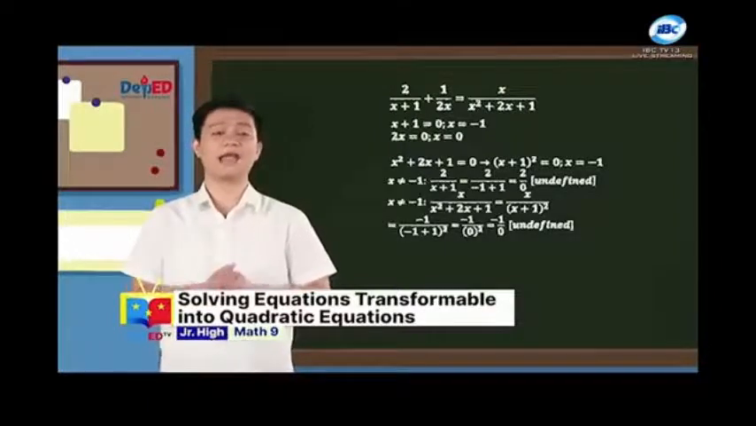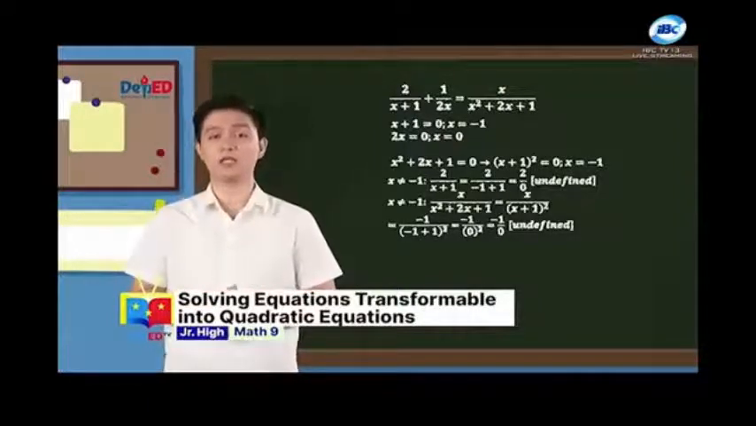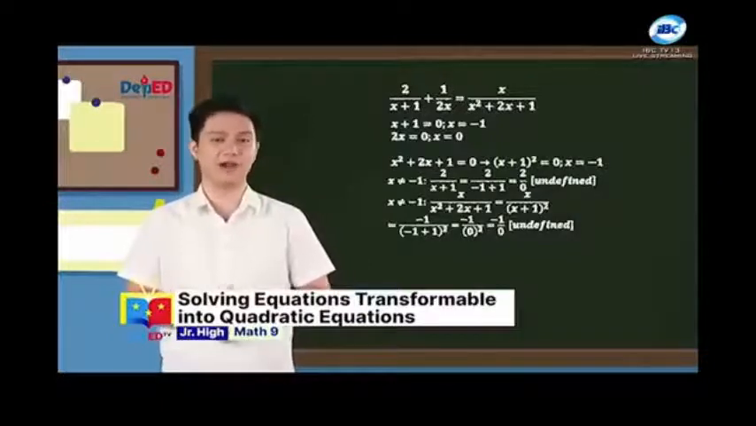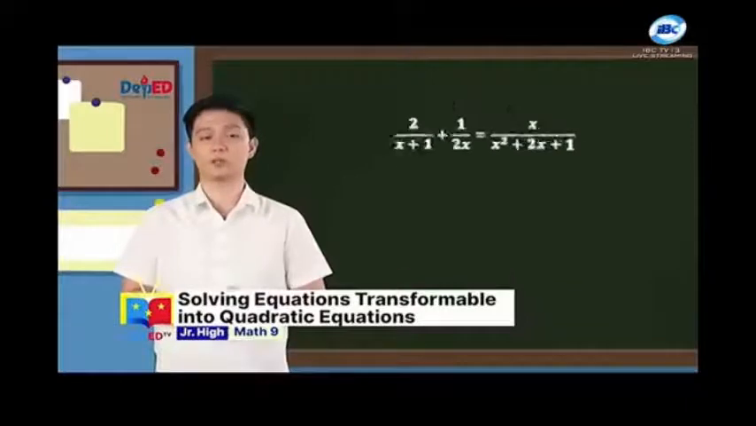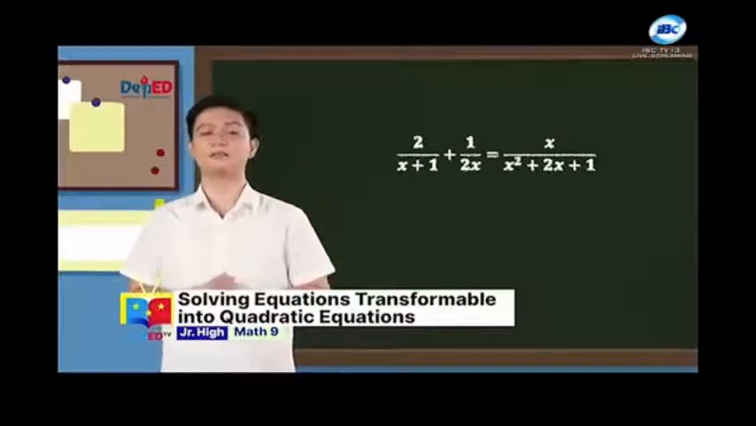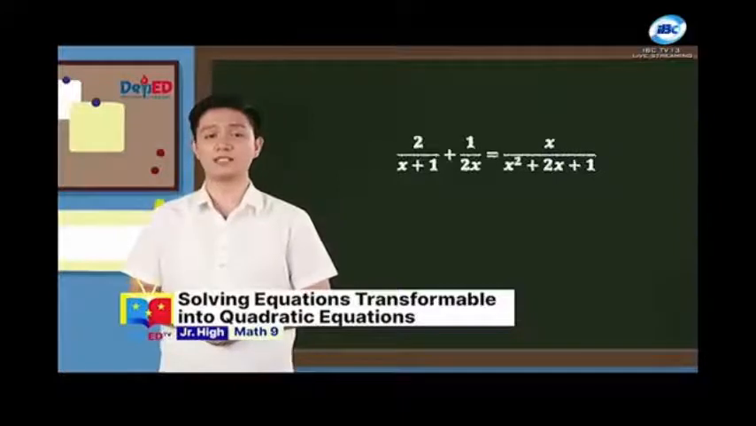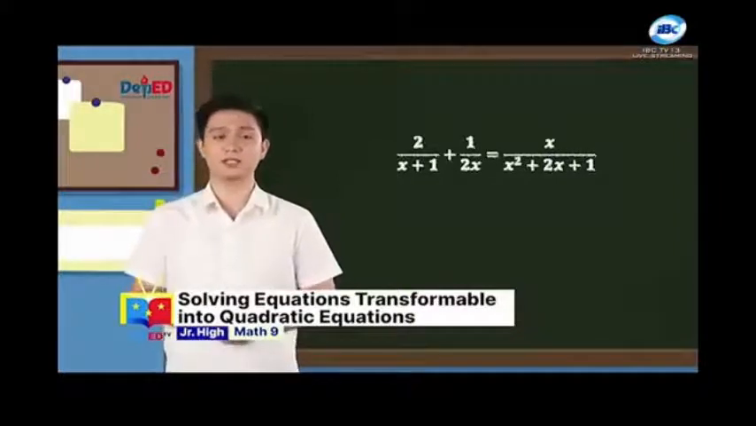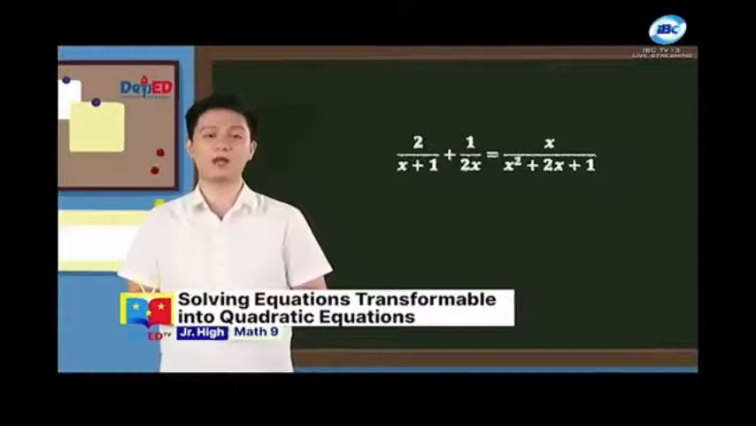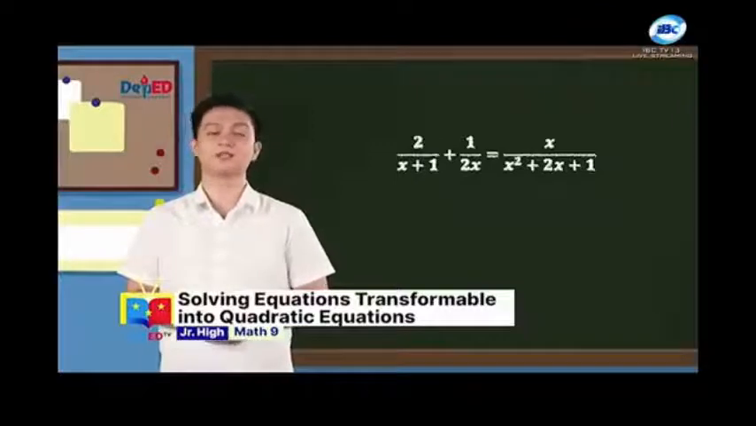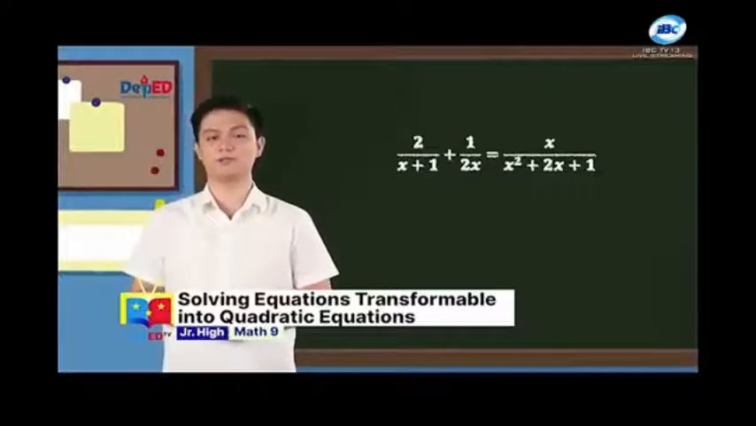So it means that x can't be negative 1 because 2 over x plus 1 and x over the trinomial x squared plus 2x plus 1 will be undefined. x can't be 0 either because 1 over 2x will also be undefined. So our step 1 is to determine the LCD. x plus 1 is a prime polynomial. 2x is the product of constant 2, which is already prime, and the variable x, while x squared plus 2x plus 1 is the square of the binomial x plus 1 in factored form.